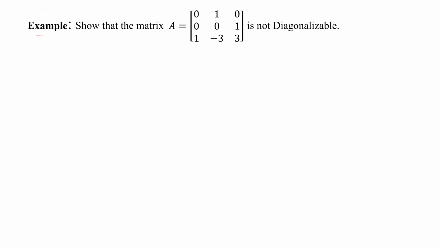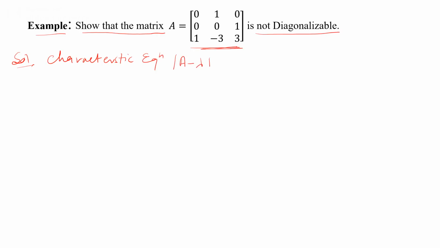Now in that example we discussed, show that the matrix A is not diagonalizable. It means we have to discuss in that example whether this matrix is diagonalizable or not. Because we have to find the diagonal matrix of that particular matrix, first we write the characteristic equation of that matrix A. We write the determinant of A minus lambda I equal to 0. Then we find the eigenvalues, so we expand that determinant.